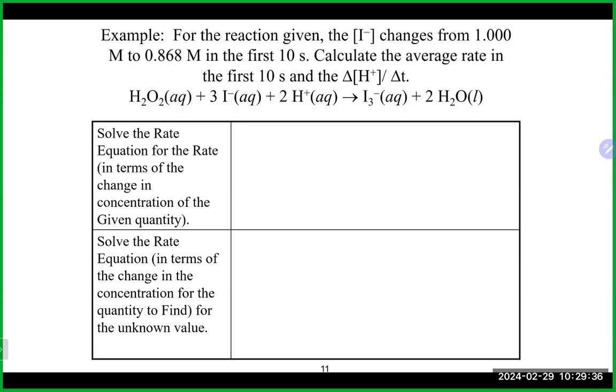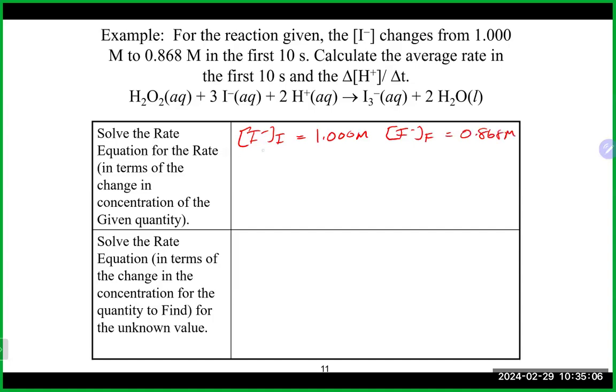Let's say for a reaction given, the I minus changes from 1 to 0.868 molar in 10 seconds. Calculate the average rate for the first 10 seconds and the change in the concentration of H plus over the change in time. Okay, let's take a look at this. We got some information given to us, which is the initial concentration of I minus, which is 1 molar. We got the final concentration of I minus, which is 0.868 molar.